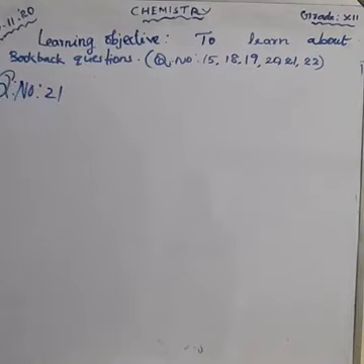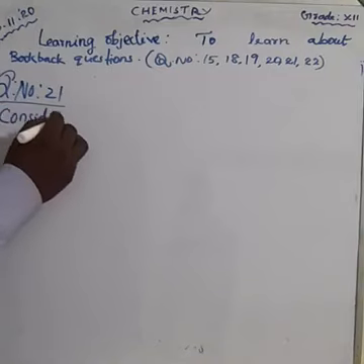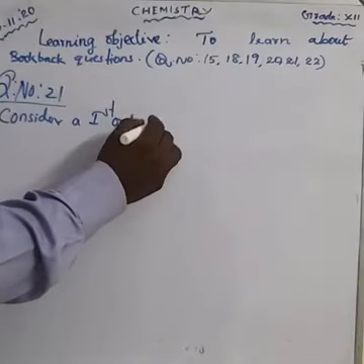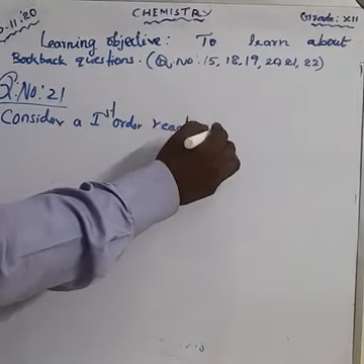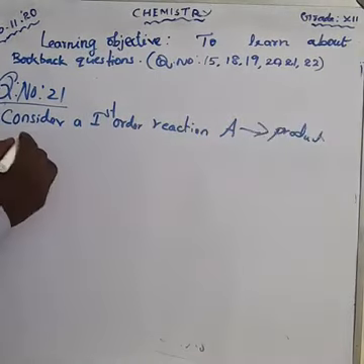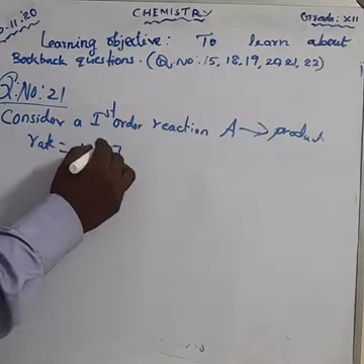What is question number 21? How does the concentration of the reactant influence the rate of the reaction? That's the question. To write the answer, consider a first order reaction, A gives product. You should write the rate. Rate is equal to K into A.